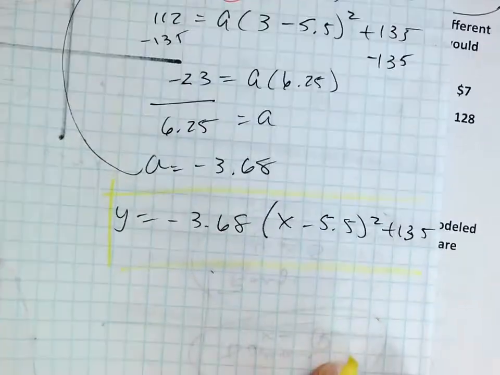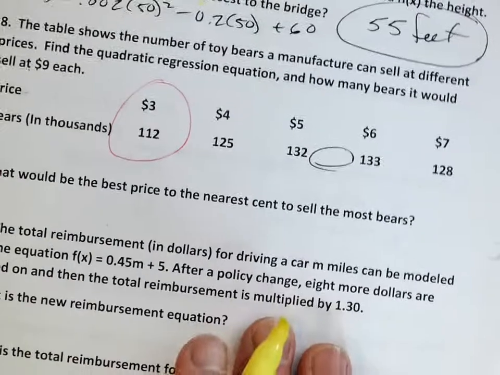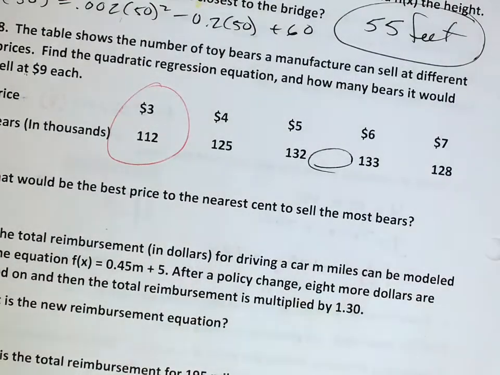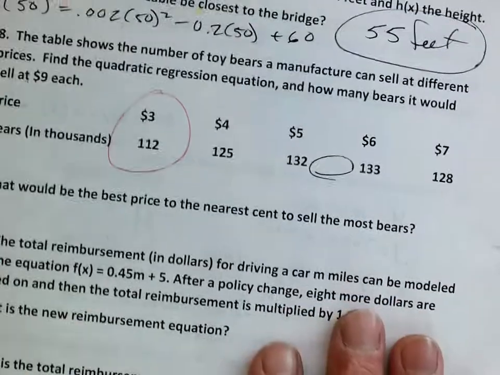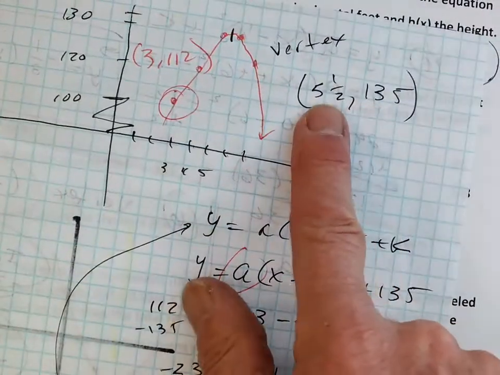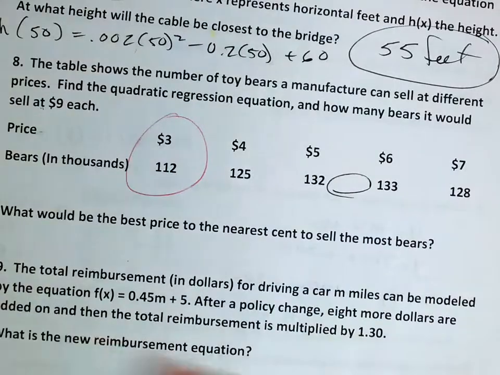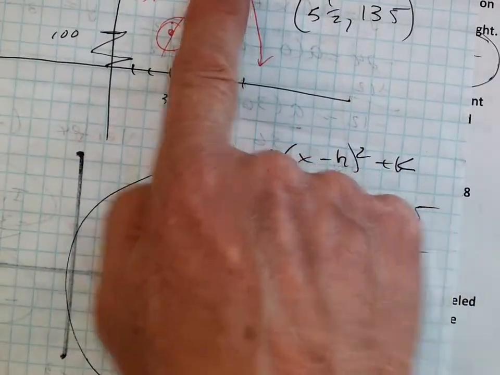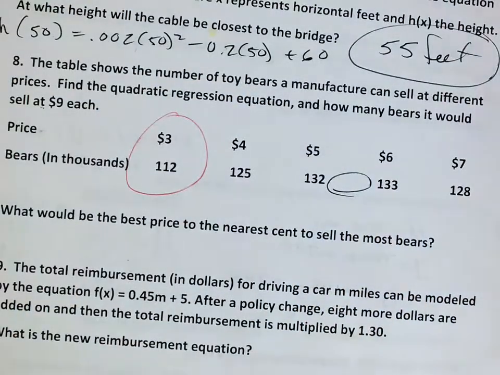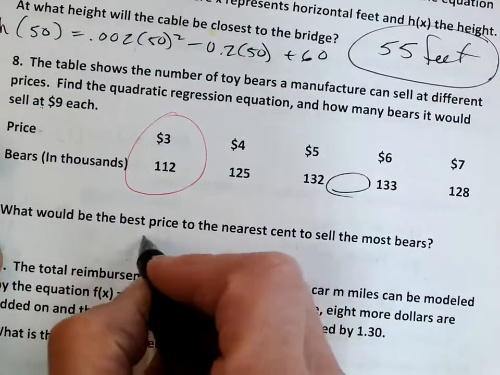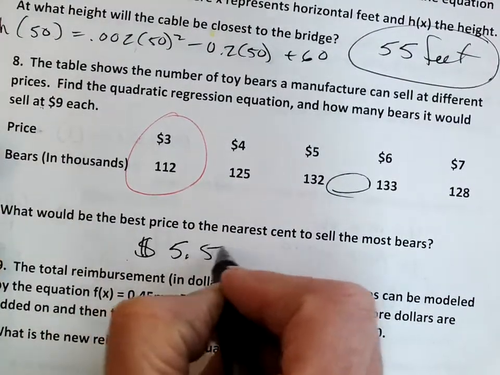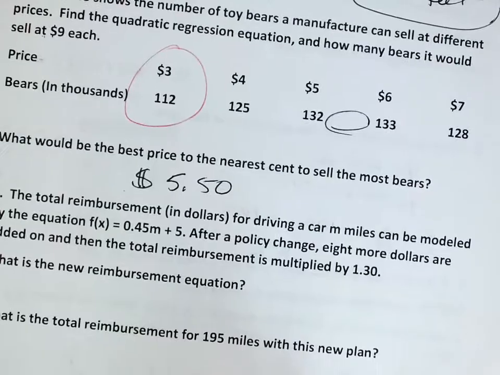Let's see what the next thing asks. So it says, what would be the best price? Well, the best price has got to be, we think, $5.50, right? Because that's what we thought the vertex was. So we think the best price is $5.50, because at that point, we're selling the most bears. So we're going to say our best price is $5.50. Okay? All right. Moving on.